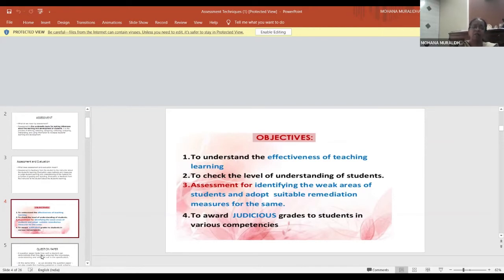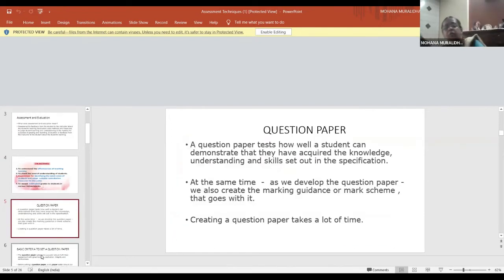So the objective in assessment is to find out the weak areas of the students and adopt suitable remedial measures to see that those objectives are achieved. So for that, we need to set a very good question paper. That is very important. You can't just set a paper casually. You should see to it that the child is able to do something which does real justice to the job. So we have to set a question paper.